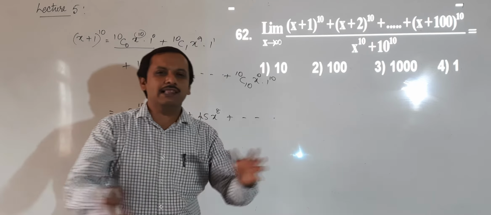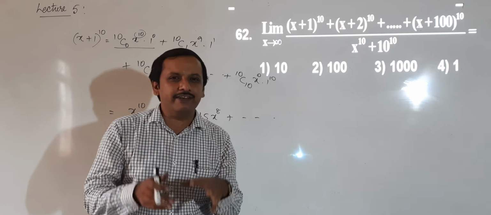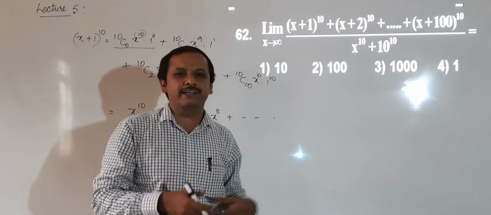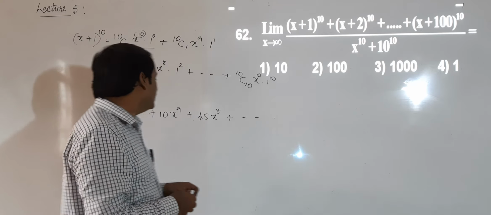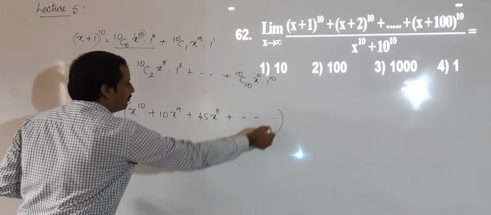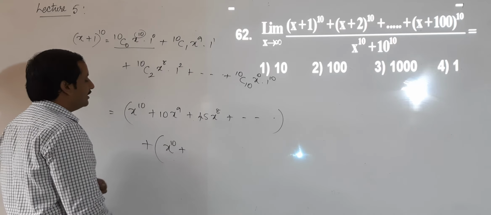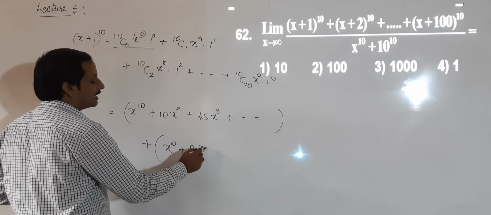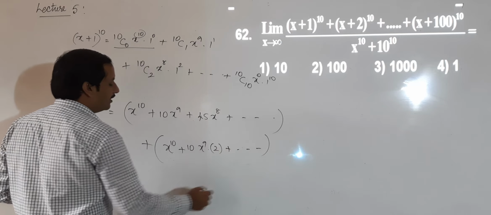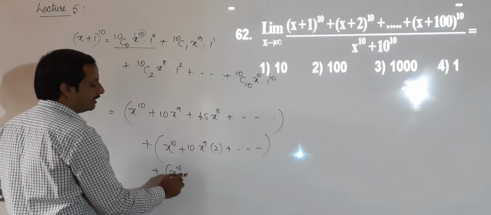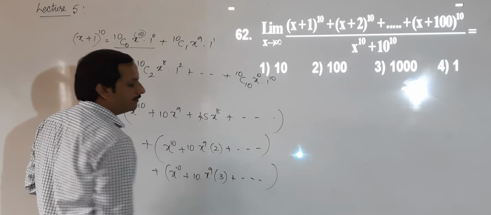Now I will add all this. What happens to the degree of that polynomial? Will it still be 10 only, or 10, 10, 10, should I add it 100 times? What's your answer? 10 only, right? Because this is one expansion, plus you are going to get another expansion of this kind: x power 10 plus 10 x power 9 into 2, that is 20 into x power 9, etc. Plus x power 10 plus 10 into x power 9 into 3, etc.